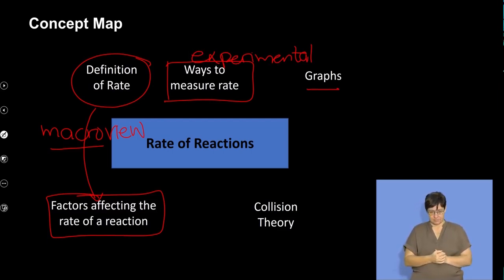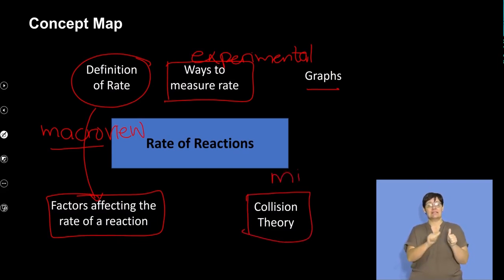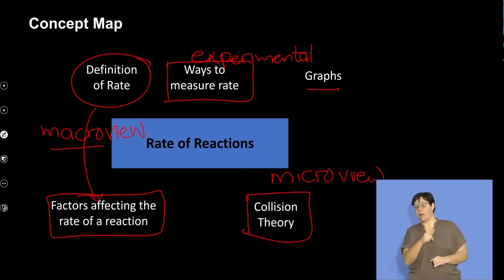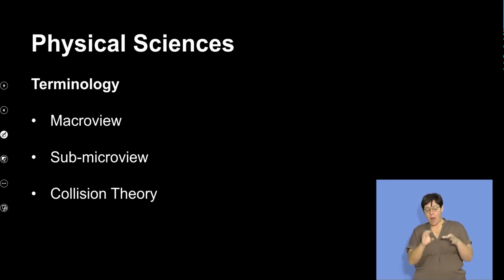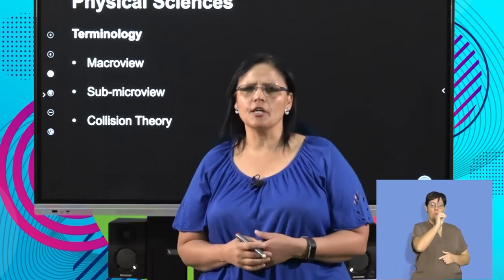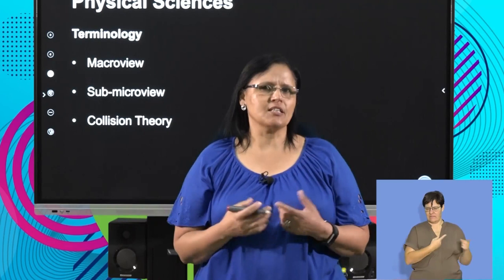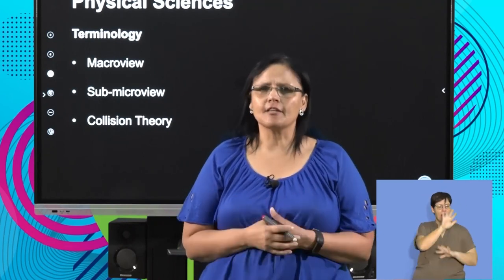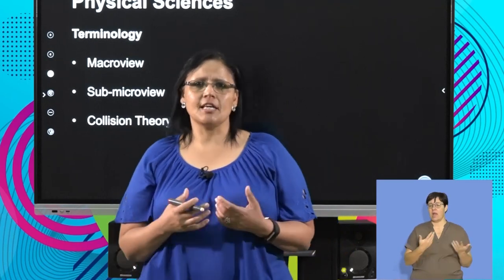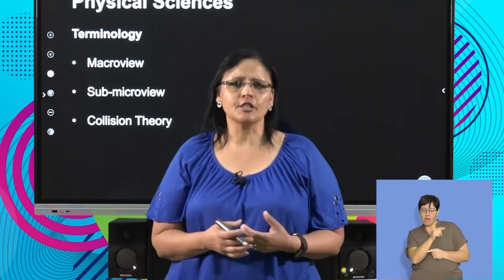What we are going to do now is look at the submicro view or the microscopic view, where we cannot see it, but what actually happens on a particle level. So, as I said, macroscopic view is what we can observe, what we can see during a reaction. We can see if we use a thermometer, there's a temperature change. We can see that there's a color change, like with the sulfur, and we can see or feel if something is getting hotter or colder.